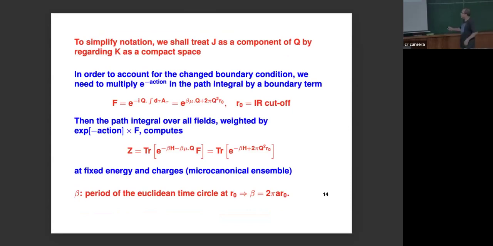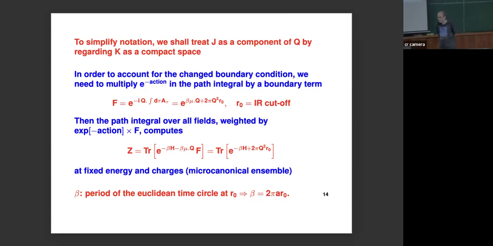Okay. So just to simplify notation, we'll just treat J as a component of charge only, because we can just regard K as a compact space, in which case angular momentum can be thought of as a charge. We'll just think of it from the point of view of AdS2. Q is a charge, gauge charges. K is a compact space, the S2 or S3, whatever. So you just think of the compact space, and then J just becomes, by Kaluza-Klein reduction, a charge as far as AdS2 is concerned.